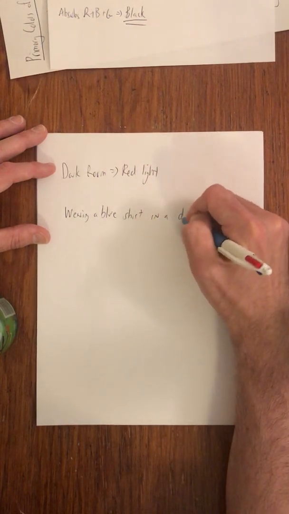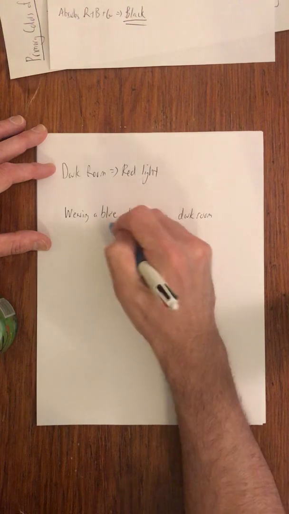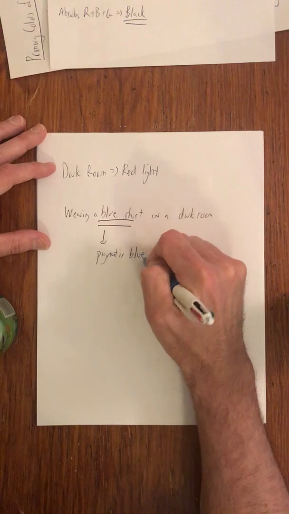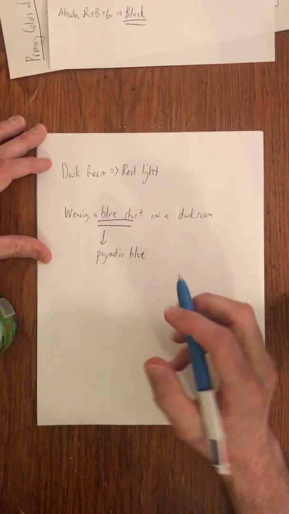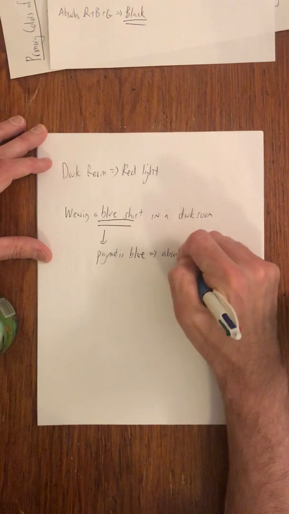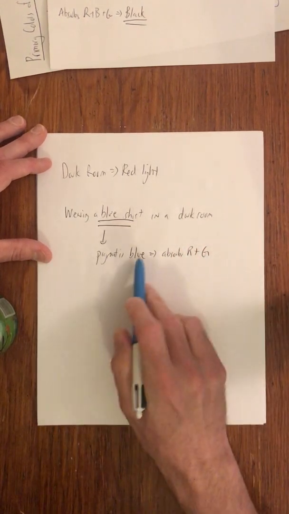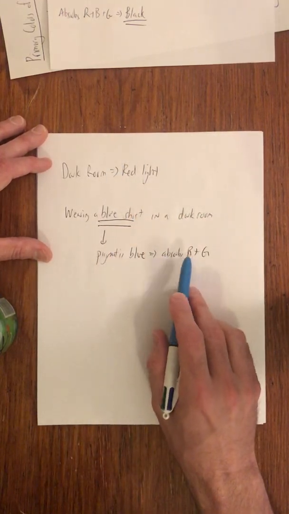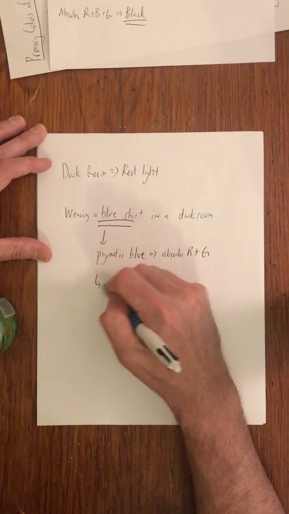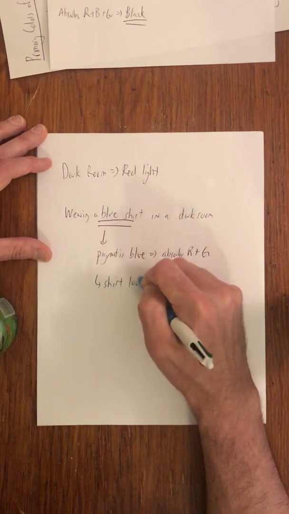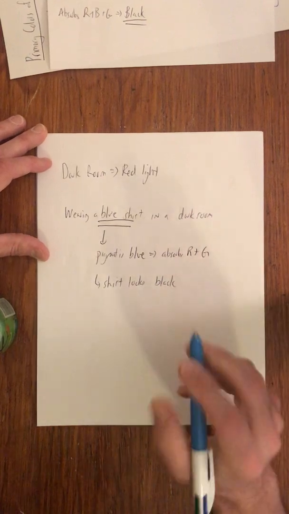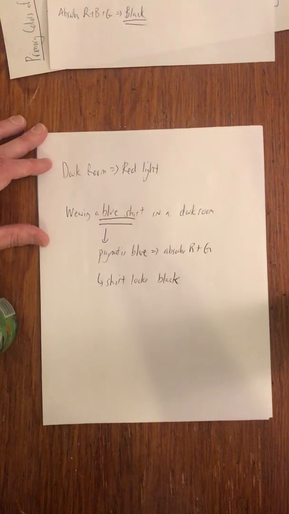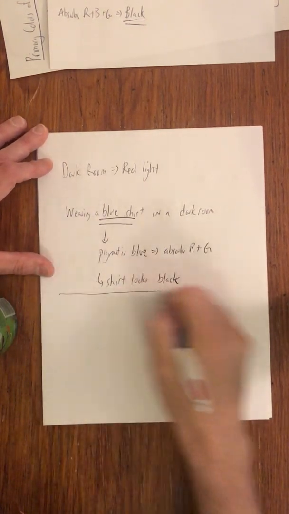If I'm wearing a blue shirt in a dark room, what do I see? Well, that blue shirt, when I'm saying that, that's saying that the pigment is blue. If we look back, what does a blue pigment do? A blue pigment absorbs red plus green. And the only thing that's in this room is red light, but this blue pigment is absorbing all the red light that hits it. So this shirt looks black, right? Because literally nothing is getting reflected to our eye, and the way that our brain perceives a lack of light is black.